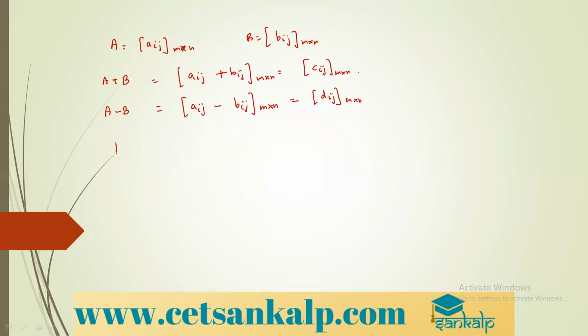And then if you have K times A, that means the matrix A is multiplied by K. That means each element of the matrix A is multiplied by K.